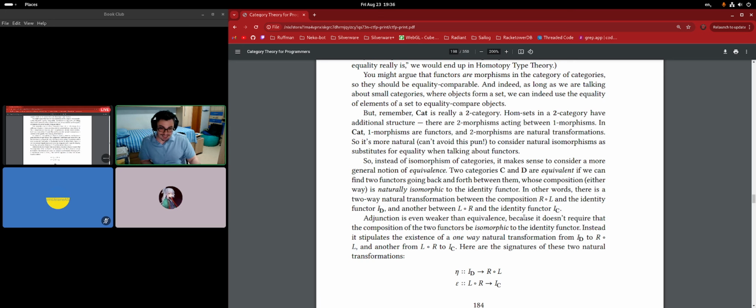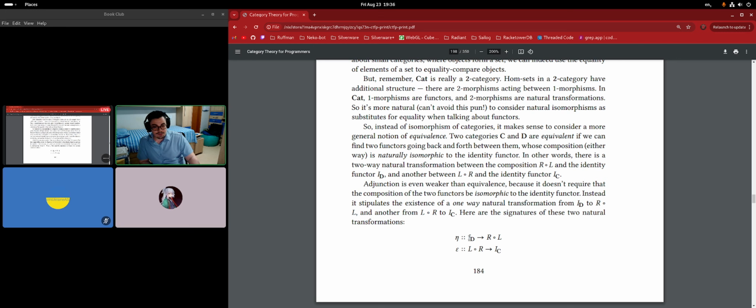And why is it weaker? Because it doesn't require it to be a two-way thing. Actually, not only that. It's because it doesn't require that the composition of the two functors be isomorphic to the identity functor. Instead, it stipulates that it's a one-way natural transformation from this to this. So there is an arrow here. That's not an equal sign. That's very important.